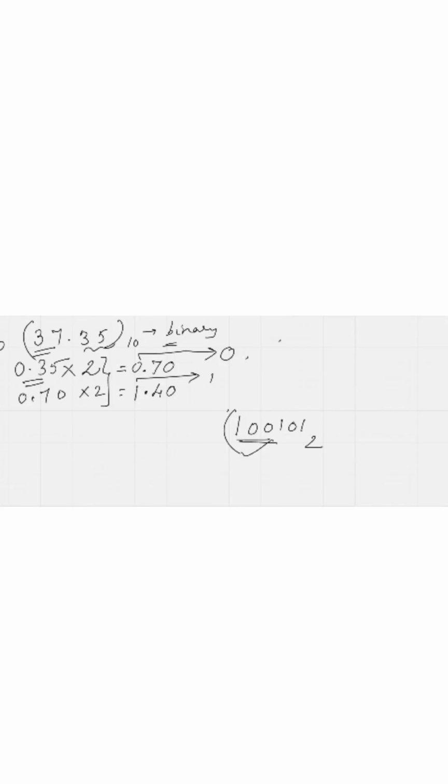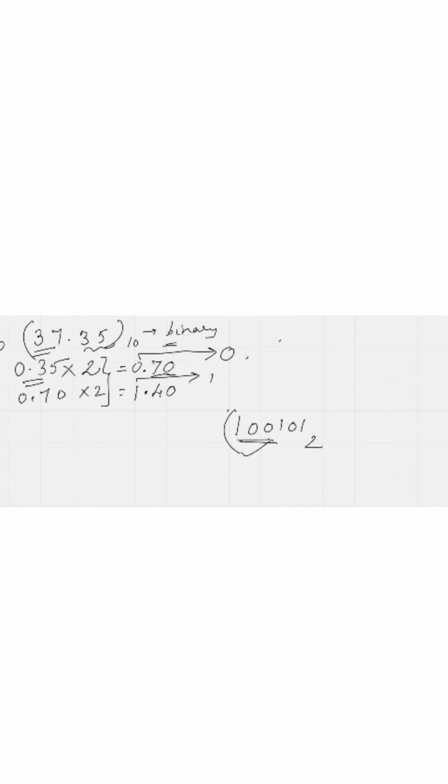We multiply the given decimal value with the binary base value, that is 2. We got the first multiplication value as 0.70. From this we take only the whole number as the answer, which is 0. The second multiplication should be carried out only with the decimal value we got, here 0.70. Only with 0.70 we are going to multiply. We should not consider this 0, the whole number. We only take the decimal value for multiplication.